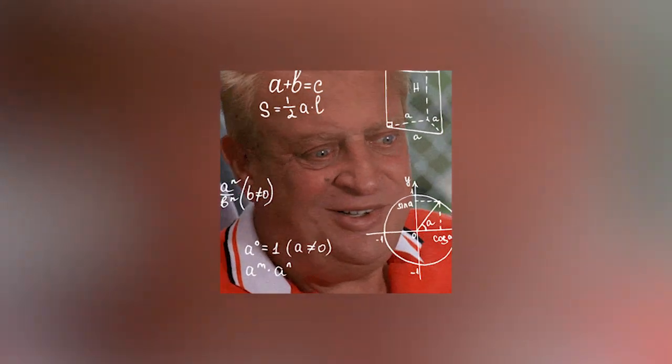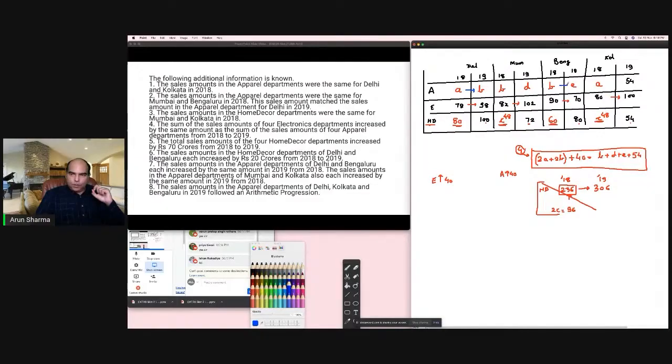Delhi A to B गया है and Bengaluru B to E गया है. So if I look at the sales amount increase in Delhi, it's gone from A to B. This is Delhi. And Bengaluru has gone from B to E. And it is saying that in both the cases, the increase was the same. So if there's an increase of X here, there's an increase of X here also. That's the reaction to this condition. Okay? And that tells me then that ABE is an arithmetic progression.